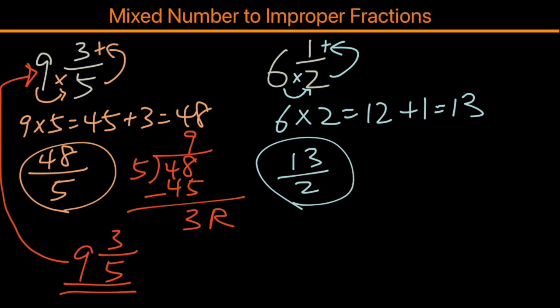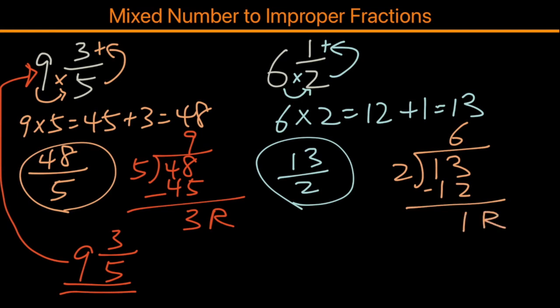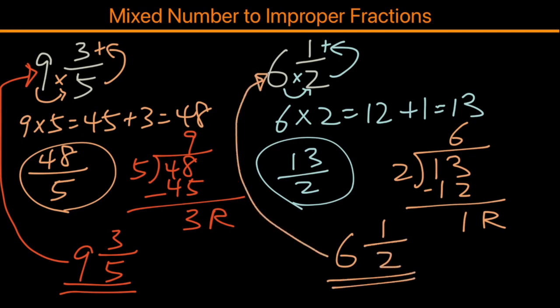Again, we're going to check the answer. So we take 13 divided by 2. 6. 13 minus 12 is 1. That's the remainder. So the mixed number will be 6 and 1/2. Number matches the original problem, which tells us that the improper fraction that we calculated is correct. So these four are examples of how you would convert mixed number to improper fractions.